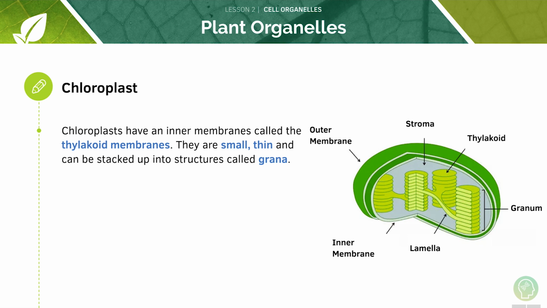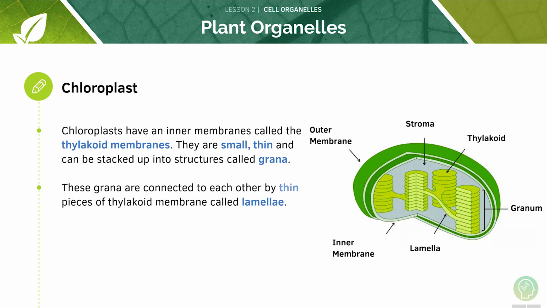The singular of these is granum. These grana are connected to each other by thin pieces of thylakoid membrane called lamellae. Stroma is a thick, viscous fluid that fills up most of the chloroplast.